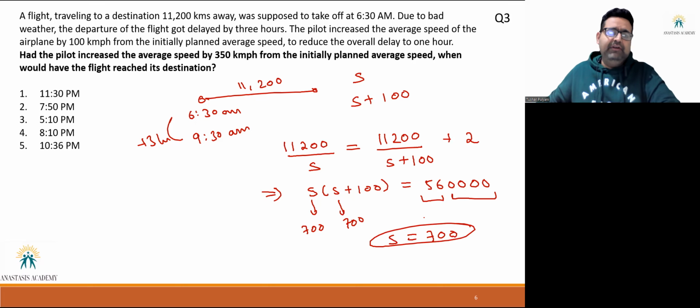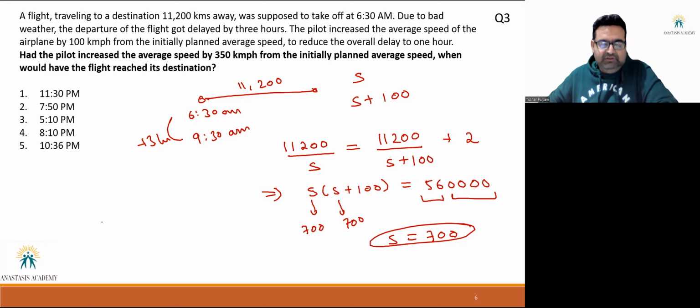I've given you an intuitive way to figure this out. If you're not able to see that during the exam environment, you can very well open it and find the roots of this quadratic equation. You'll get 700 and 800. Right. Now, my final answer is, if he had increased his speed by 350, when will he reach?